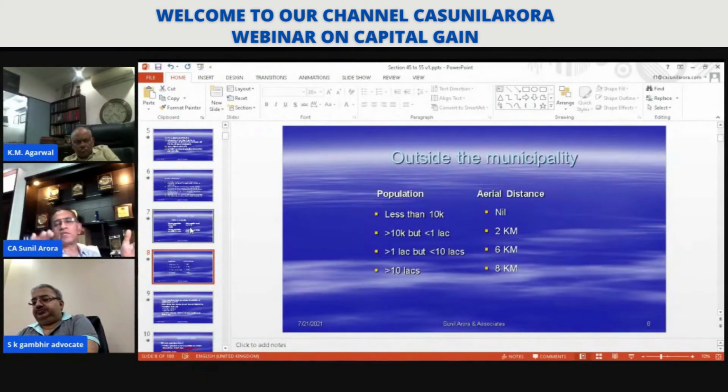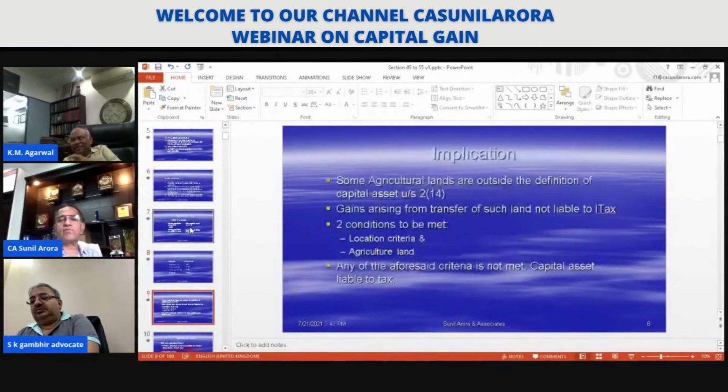On the contrary, if it is outside 2 kilometers, then it would not. It would be an agricultural land which would not be a capital asset. Similarly, if the population of the municipality is between 1 lakh and 10 lakhs, then it is 6 kilometers, and if it is beyond 10 lakhs, then it is 8 kilometers. That means outside the municipality, up to 8 kilometers also, this agricultural land would still remain a capital asset, and outside that it would not be a capital asset.